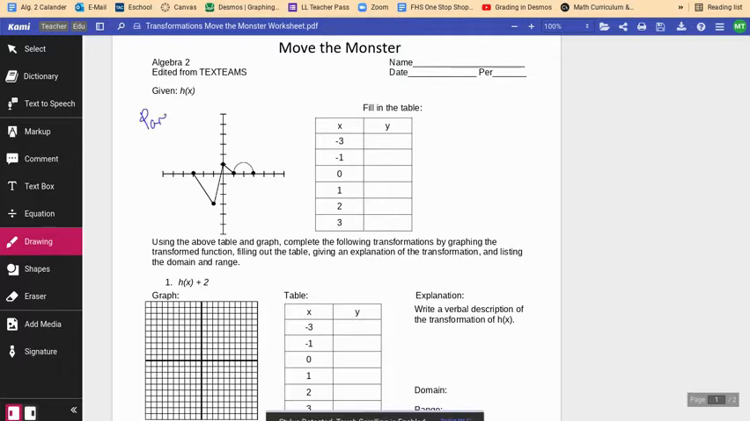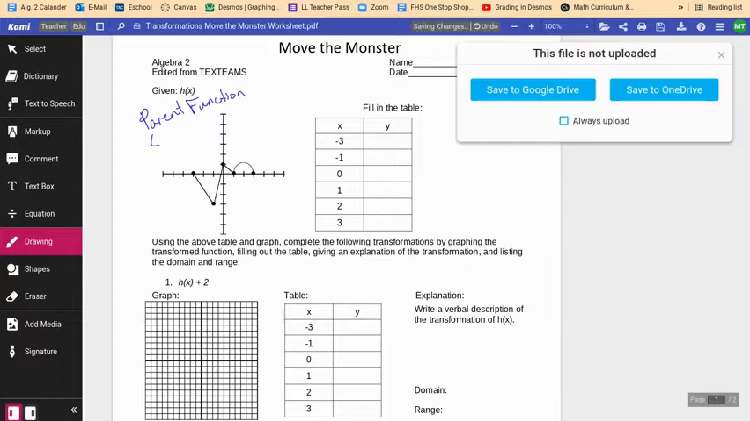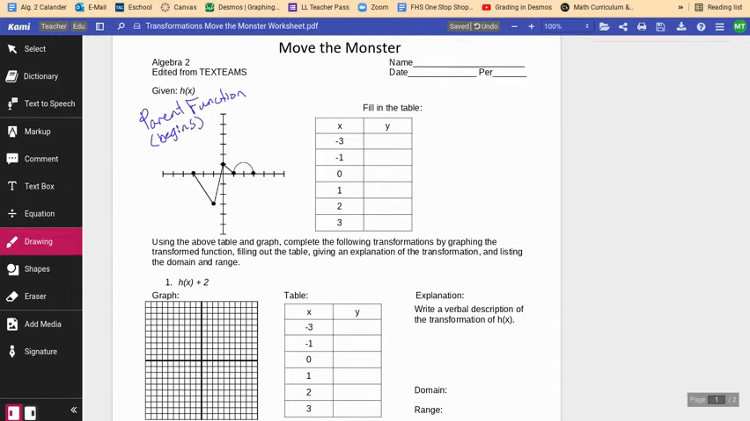The parent function. And so this is where our graph starts or begins, right? Everything is going to be based off of these points we have right here. So I just need to fill in the y value. At -3 right here, we have 0, -1, -3, 0, 1, 1, 0, 2, 1, and 3, 0. So those are all those points that are on my monster.